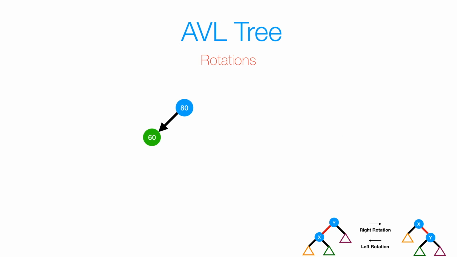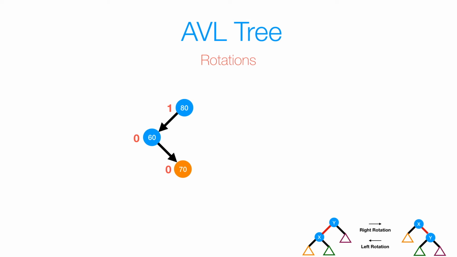Now let's look at another type of imbalance. So here we have 80 and we have 60 as 80's left subtree. So let's work out the height of this AVL tree here. 60 has a height of 0 because it's a leaf node, and 80, as you know, has a height of 1. Now what we're going to do is insert the node with value 70. After inserting 70, it gets inserted as 60's right subtree.